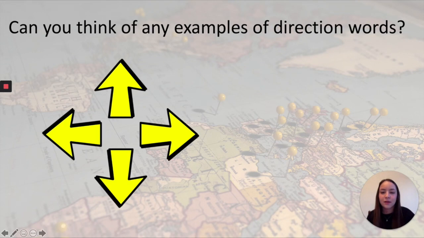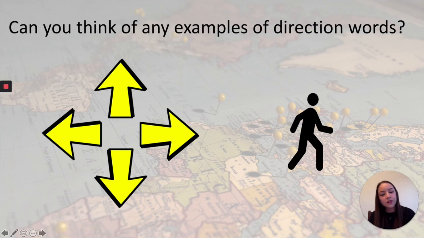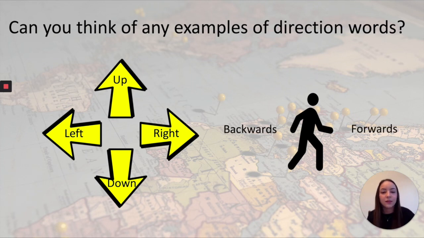Here are some clues to help you. So pause the video, have a think with your adult. Can you think of any direction words? Maybe these clues will help you out. So these are just some examples, there might be lots more, but left, right, up, down, and if you're thinking about walking in different directions, you can think of forwards and backwards.